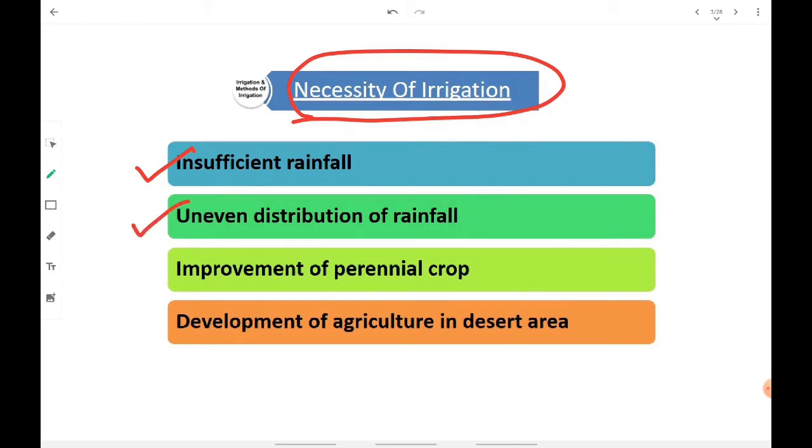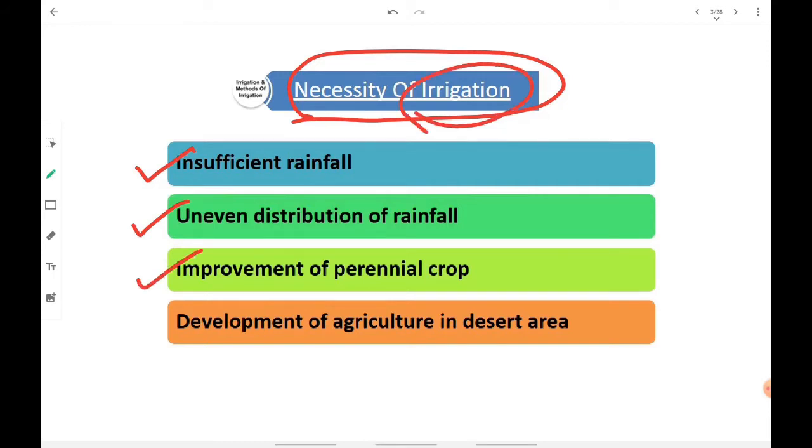Then, improvement of perennial crop. Perennial crop means we can cultivate crops or plants throughout the span of the year, all 365 days. We do not have to rely on the rainy season for the growth of crop. Therefore we can have improved perennial crop by providing irrigation. Okay, this is the third point.